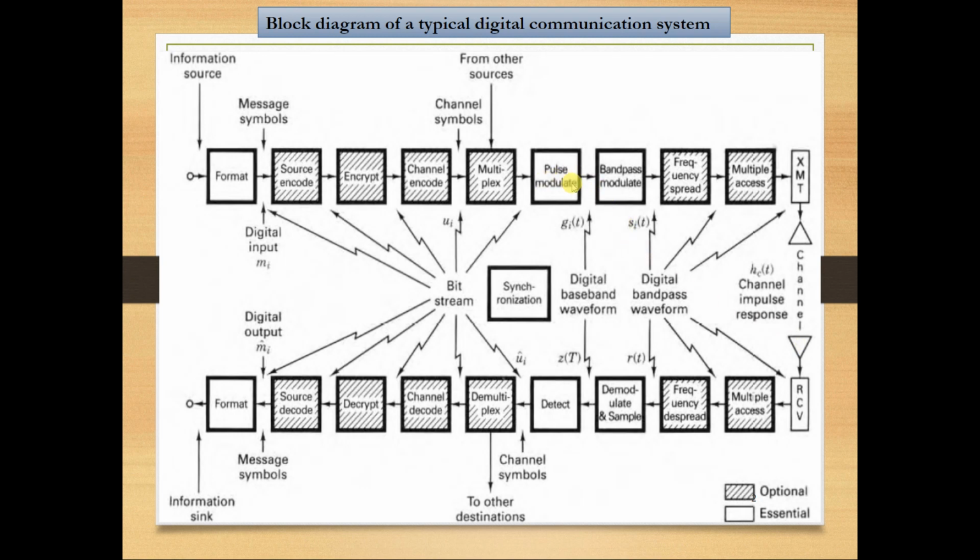So here we reach pulse modulate and band pass modulate, which are two core kernel principle blocks that your communication cannot work without. Those are principle, essential. You cannot say, I don't need them, or I can replace them with other blocks. The first block is pulse modulate.